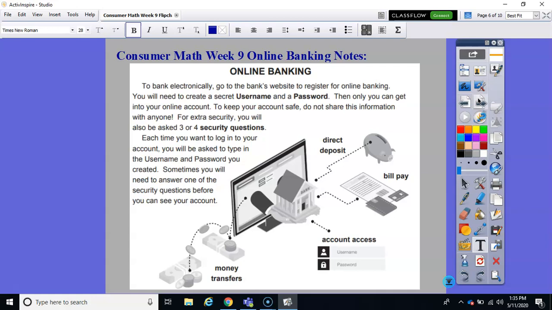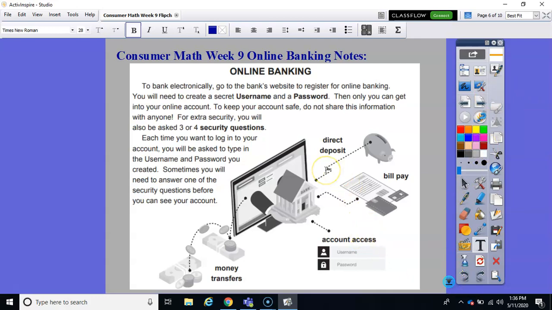To bank electronically, you go into the bank's website and register for online banking. You will have to create a username and password. That way only you have access to that information. Then you can get into your online account. To keep your account safe, do not share this information with anyone. For extra security, you will also be asked 3 or 4 security questions. Each time you want to log into your account, you will be asked to type the username and password you created. Sometimes you will need to answer one of the security questions before you can see your account.